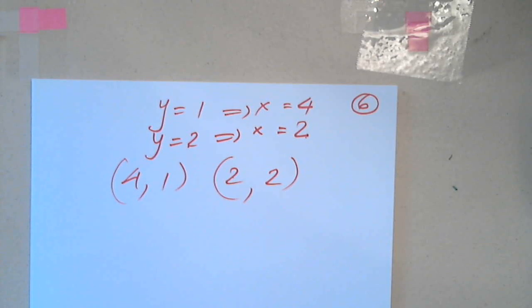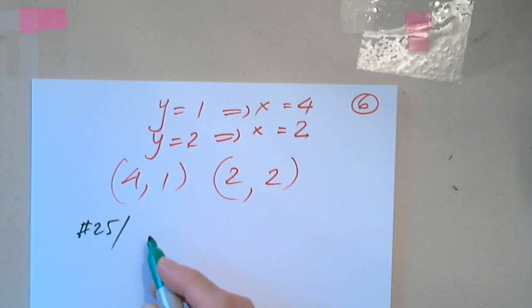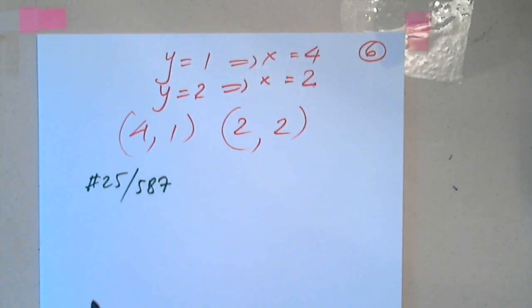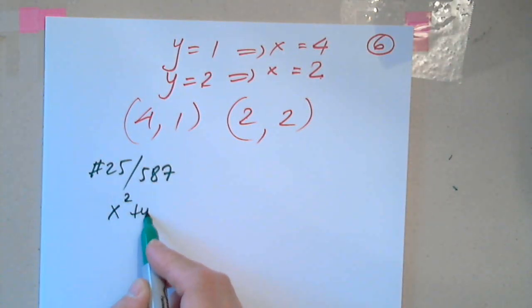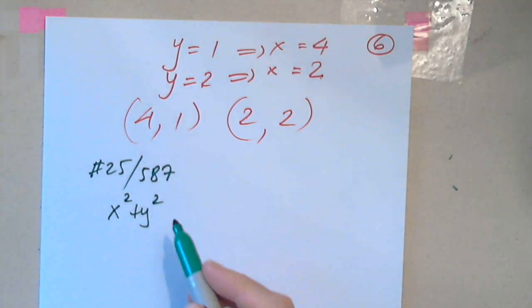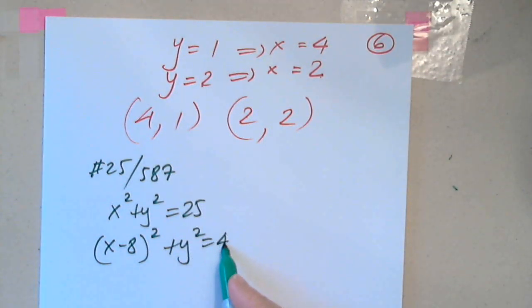Let's look at page 587. I'm looking at 25. You choose if you'd like, please. x squared plus y squared equals 25, and (x minus 8) squared plus y squared equals 41.